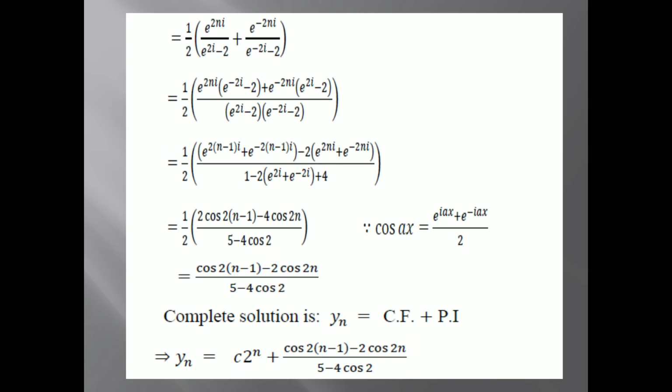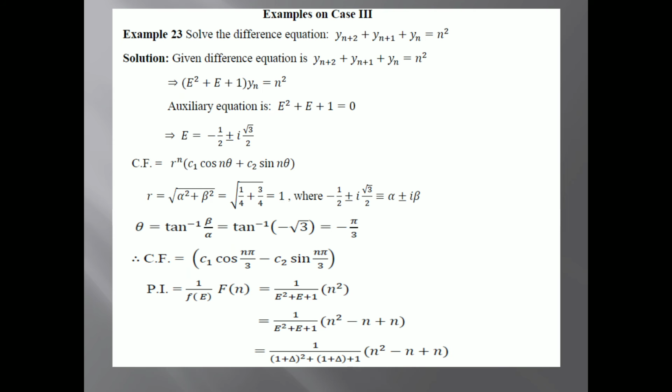After simplification, we get the particular integral as cos 2 into n minus 1 minus 2 cos 2n upon 5 minus 4 cos 2. So the complete solution given by CF plus PI is c into 2 raised to n plus cos 2 into n minus 1 minus 2 cos 2n upon 5 minus 4 into cos 2. This is our complete solution for the given equation. Now an example on case third.